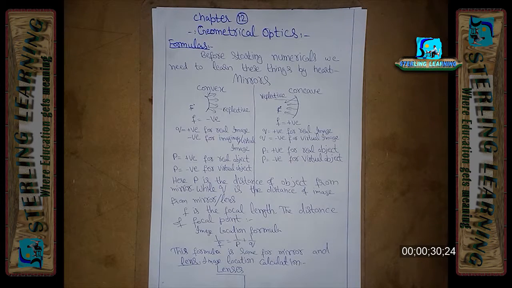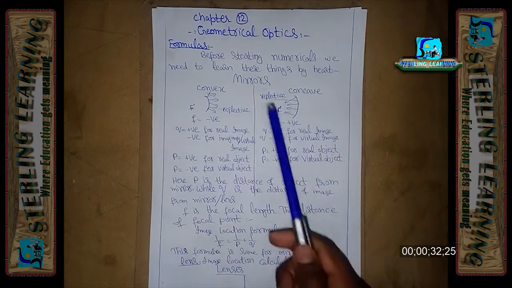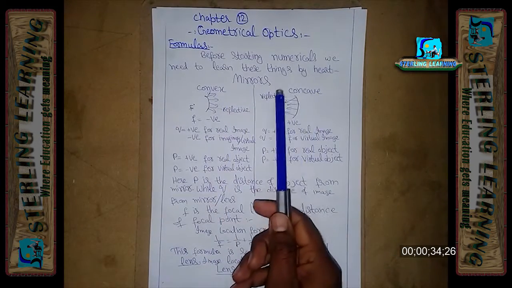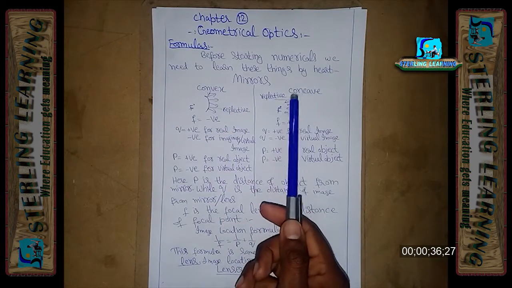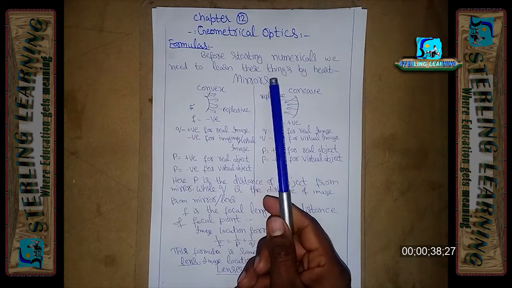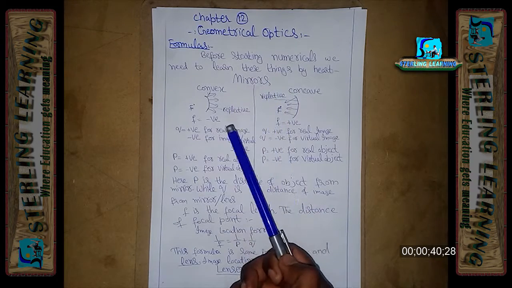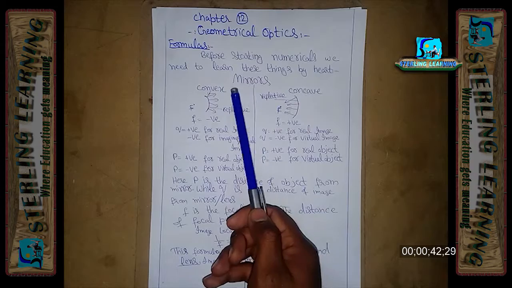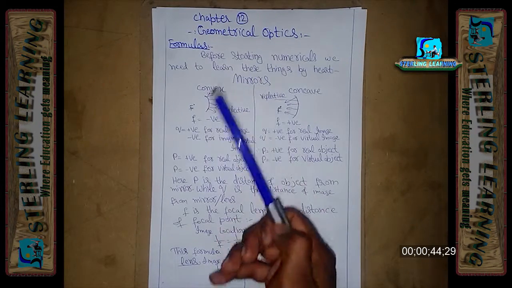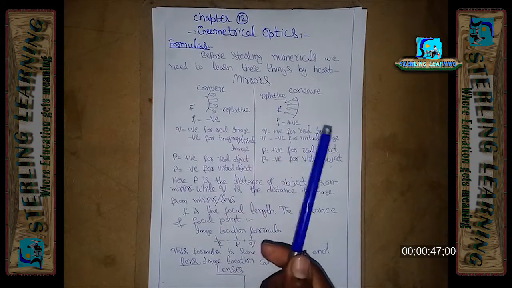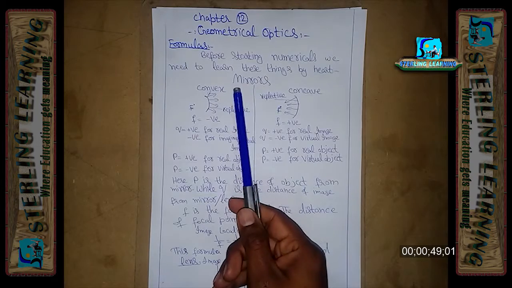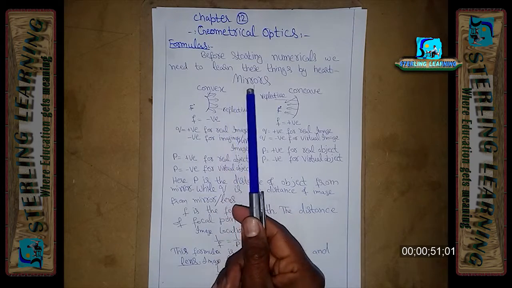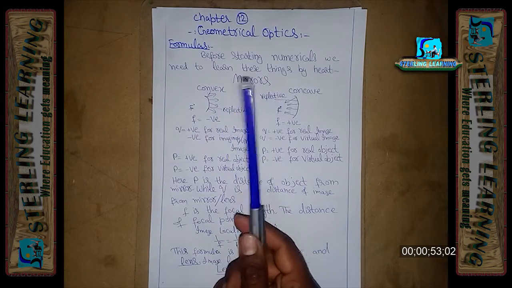Before starting numericals, we need to learn these things by heart. We should remember these things by heart. In geometrical optics we have mirrors and lenses. First we will discuss mirrors, which are of two types: convex and concave.